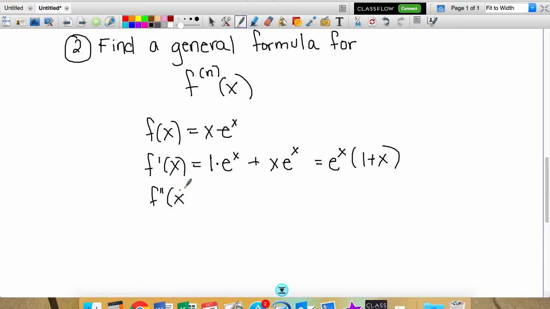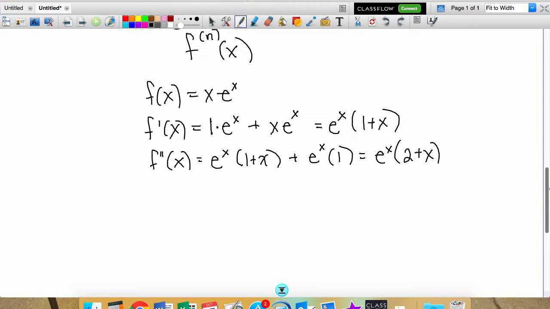Let's find the second derivative. In using the simplified version, I'm going to also do the product rule. Take a derivative, leave one alone, plus leave the first term alone, take a derivative. And the derivative of 1 plus x is just 1. So here's our second derivative, but once again, I'm going to factor out e to the x. So notice I get 1 plus x left over in the first term and a 1 in the second. 1 plus x plus 1 gives me 2 plus x. You may be seeing a pattern already.